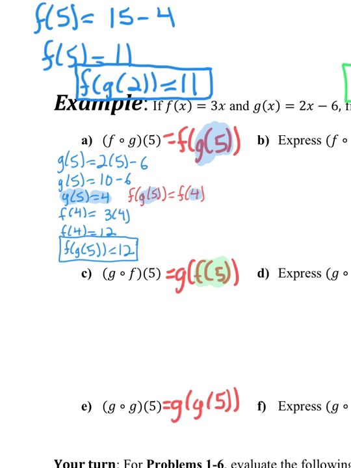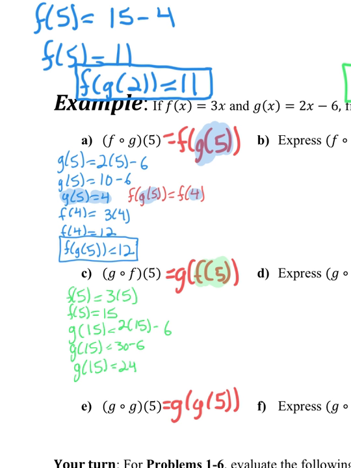All right, so I've showed you part A already. Let me show you part C now. We'll say f of 5 is 3 times 5. So f of 5 is 15. So g of 15 is what we want to figure out. That's 2 times 15 minus 6, which is 30 minus 6, which is 24. So technically g of f of 5 is 24. That's the idea for part C there.